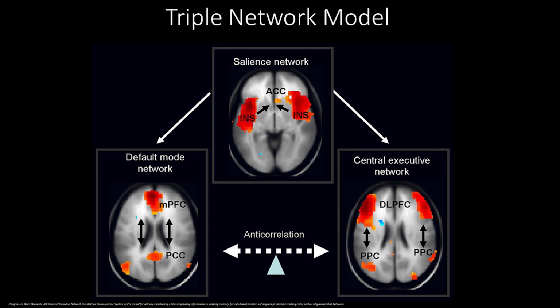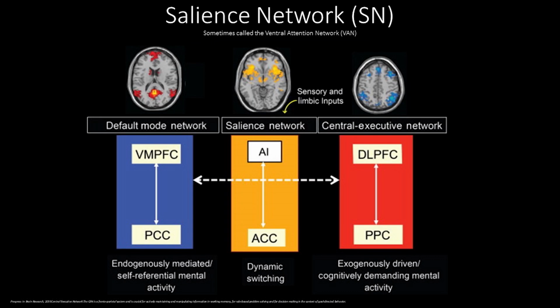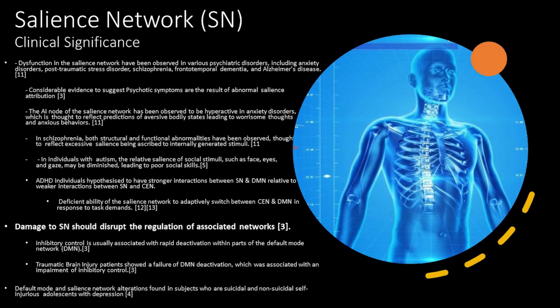And this is basically the idea that the Salience network is like a switching station for the default mode network and the central executive. So internal, external switch, basically. And I'll mention more on that soon. But what, you ask, is the clinical significance?